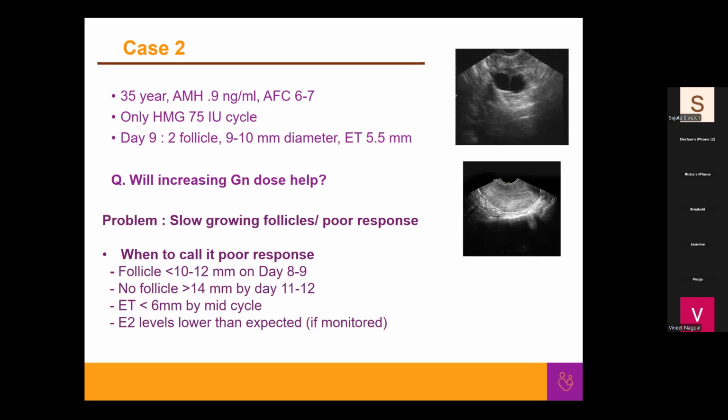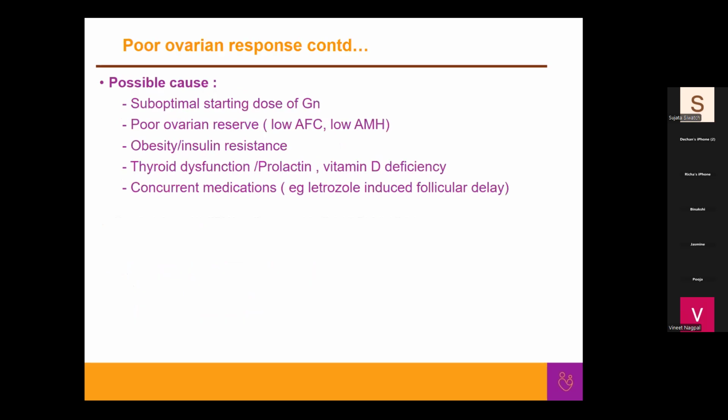So, how do we label a patient as poor ovarian response? If the follicle size is less than 10 to 12 millimeter on day 8 and day 9, or no follicle of more than 14 millimeter by day 11 or day 12, or the endometrium remains less than 6 by mid cycle, or the E2 levels, although they are not monitored in every cycle, remain lesser than the expected levels. Then the possible causes could be a suboptimal starting dose of gonadotropin, as the ma'am was saying, or just poor ovarian reserve.